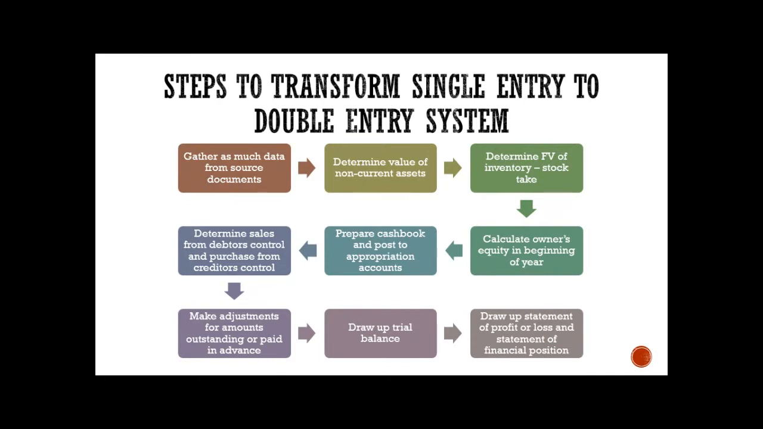If they ask you for a statement of profit and loss, they will give you debtors and creditors information, but they will not tell you what the purchases and the sales are. And you will have to calculate those values.